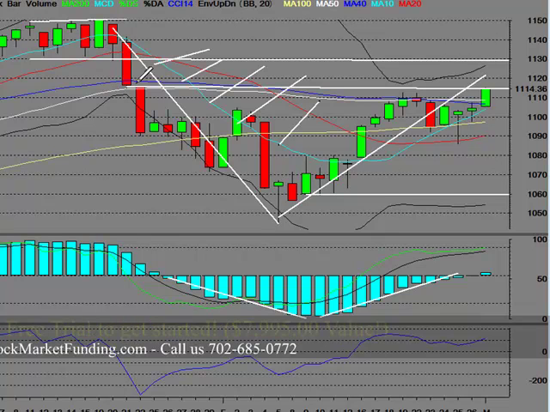So basically, what I'm telling traders is, we're going to see if the fund managers have the fear of missing out and want to get back in. That's the S&P.